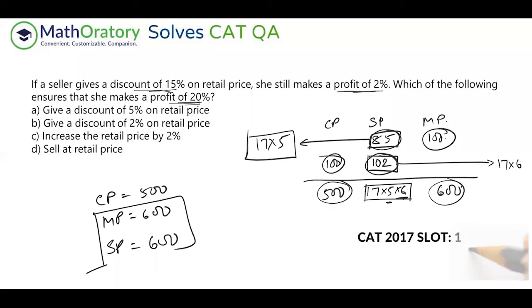So now what do you see? The MP has to be 600 as well as the SP has to be 600, which implies that you have to sell it at the retail price. So this is very simple if you understand these relationships. So that is the answer for this question.